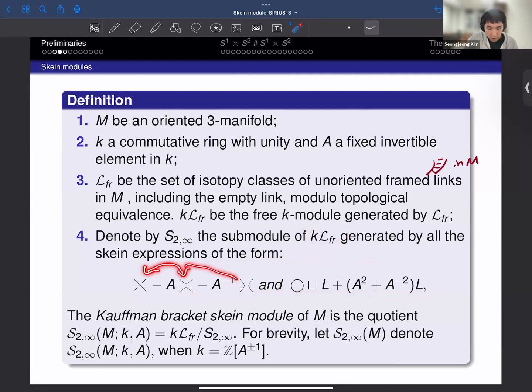Here, this state of framed links is obtained inside a small three-ball in the three manifold. Then the Kauffman skein module of M is the quotient module of K L^fr quotiented by S2,infinity, and we will denote it by S2,infinity(M; K, A). For brevity, when K is equal to Z[A^±1], then we will denote it by S2,infinity(M) simply.